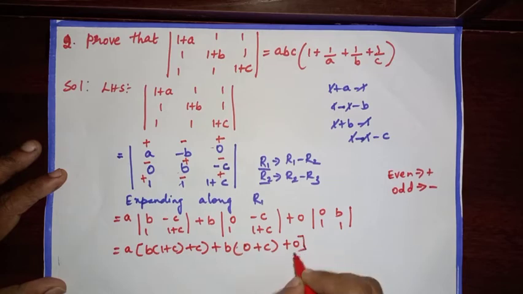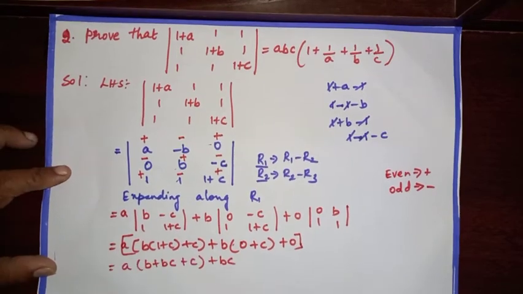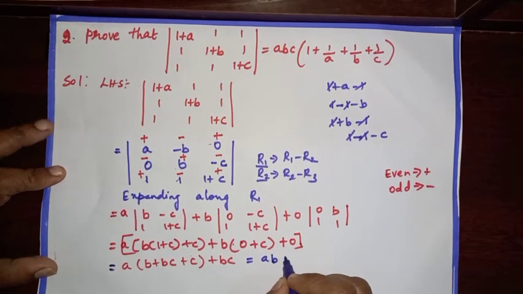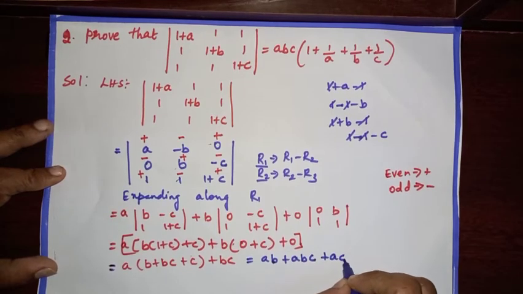A into B into 1 plus C. B into 1 plus C is B plus BC, plus C plus B. 0 plus C is C. B into C is BC plus 0. So now I am going to multiply inside A. Then we have AB plus ABC plus AC plus BC.